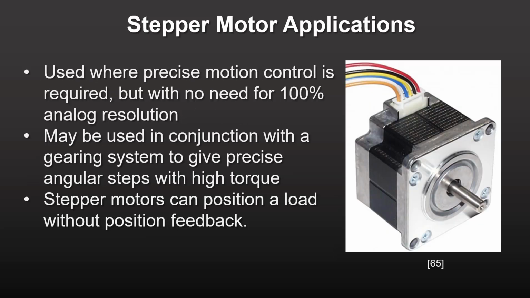Stepper motors are used wherever precisely controlled angular motion is required, but there is no need for 100% analog resolution or constant velocity. They may be used in conjunction with a gearing system to give highly precise angular steps, also with high torque. Stepper motors can position a load without feedback, provided the load does not exceed the motor torque. This greatly reduces system costs and is a main driver of stepper use.